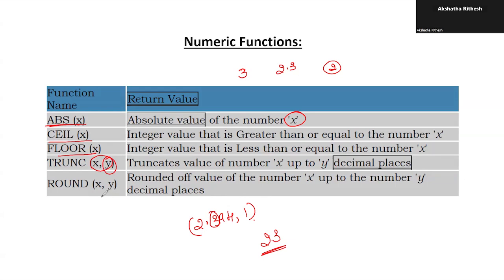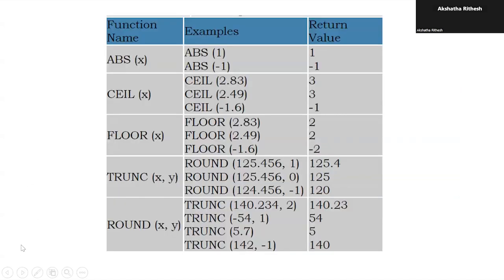And ROUND of x comma y is also something similar, where you are going to round off the value of number x up to y decimal places. So here also, whatever value of y we are receiving, up to that many decimal places we are going to round off the value. Okay. Now quickly let us see examples of this.